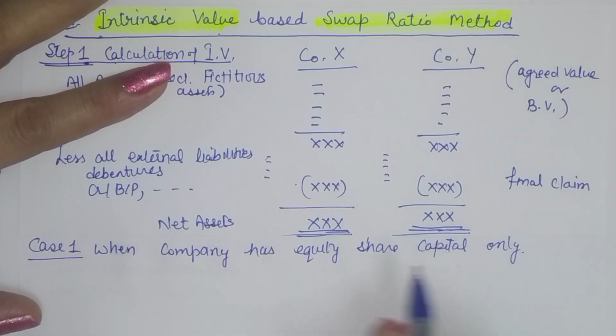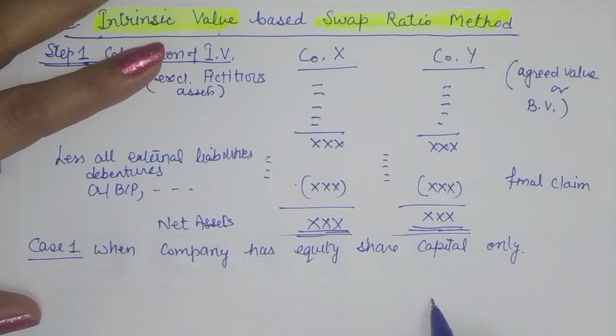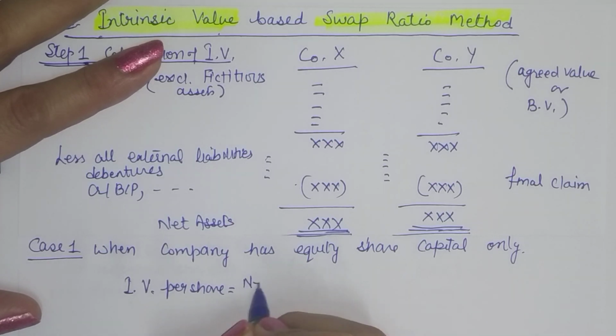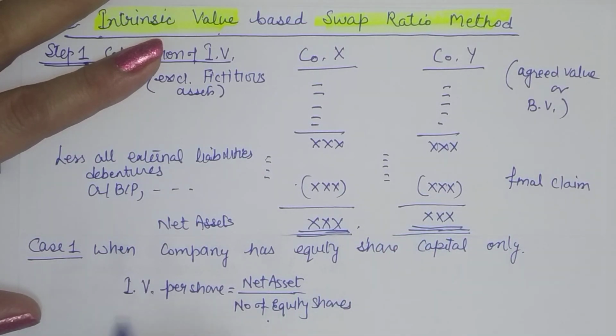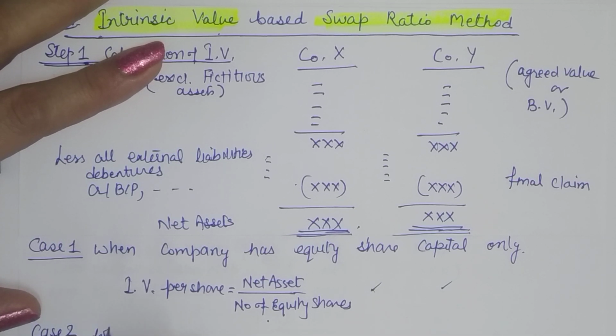Now, if the company is having only equity share capital, it means the whole of the net assets belong to equity shareholders. So, we can calculate intrinsic value per share easily with the formula net assets upon number of equity shares. So take net assets divided by the number of shares, that will give us intrinsic value per share for both the companies.